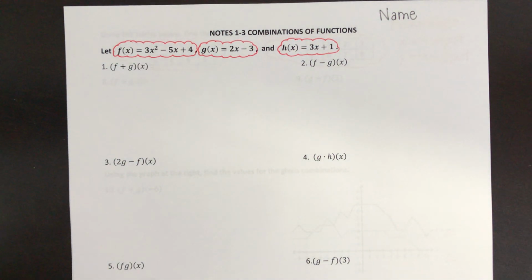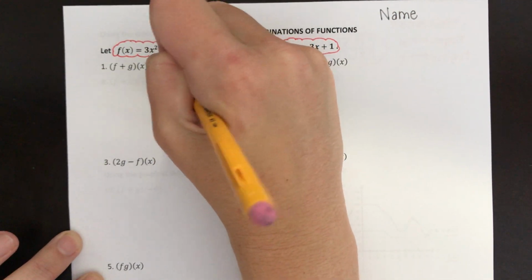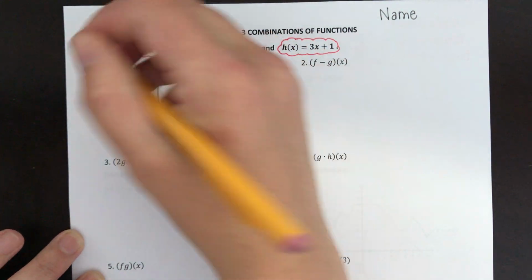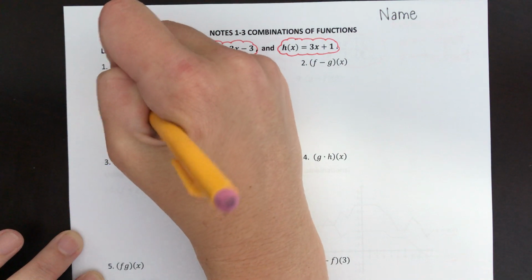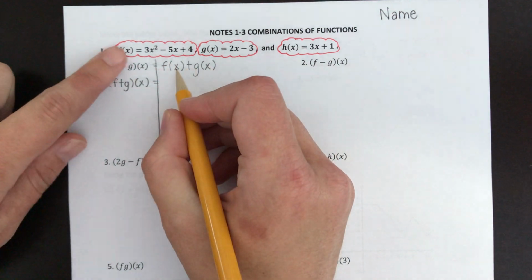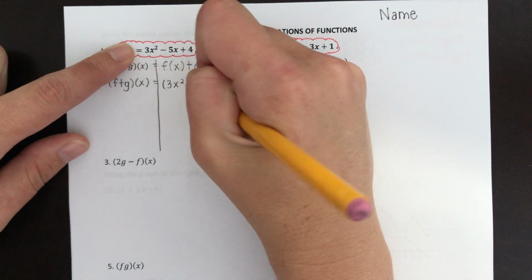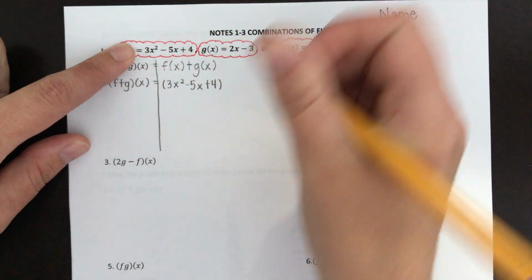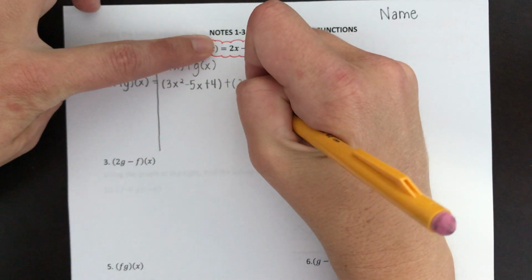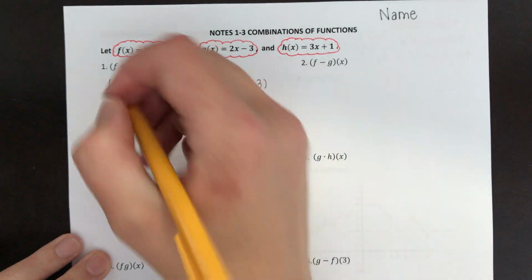So number 1 says f plus g of x. That is a really fancy way of saying find f of x plus g of x. Okay, so we're going to drag down the problem. The problem is f plus g of x, and that equals f of x plus g of x. Well, what is f of x? F of x is this trinomial, so 3x squared minus 5x plus 4. And of course, I have used parentheses when I plug something in. Plus, and then I'll use parentheses again because now I'm plugging in g of x, this 2x minus 3. That's g of x. So now I've got f of x plus g of x.